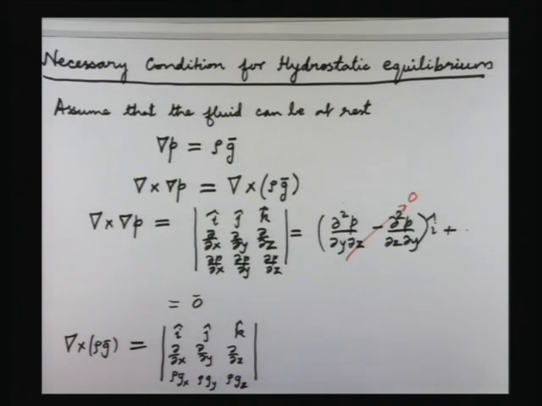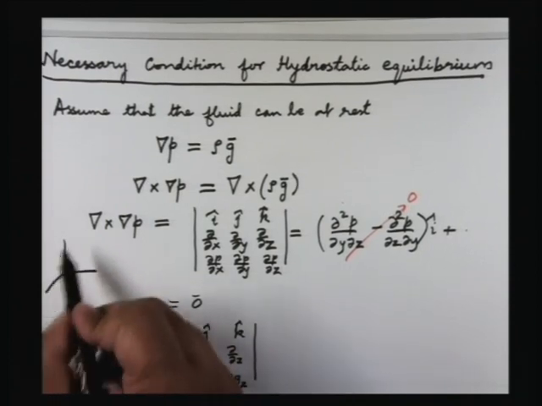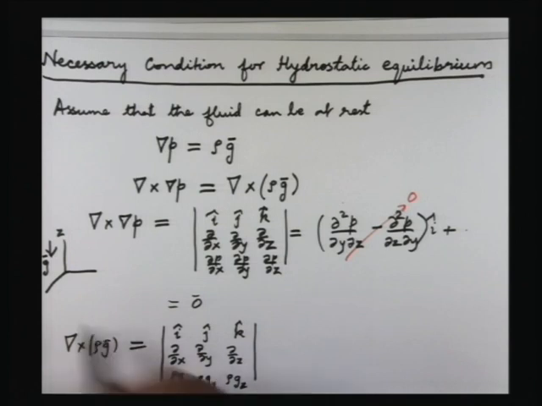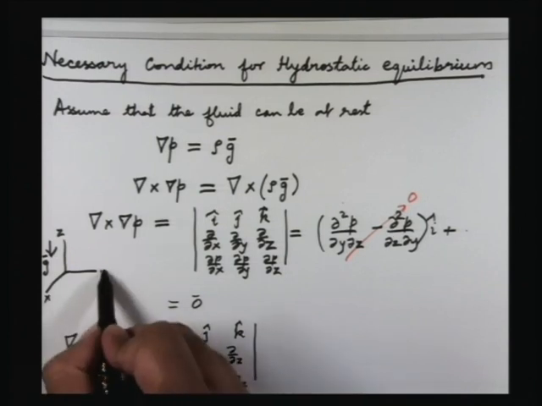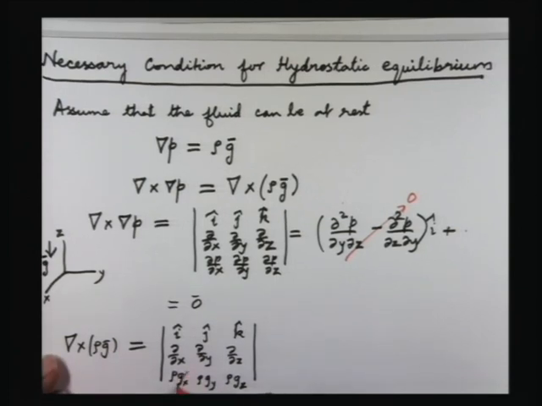Now, for simplicity, let us take a coordinate system where z is vertically upwards. So, the gravity vector is in the minus z direction. So, this is x and this is y. So with reference to this coordinate system, your gx and gy are 0, and your gz is minus g because it's downwards.